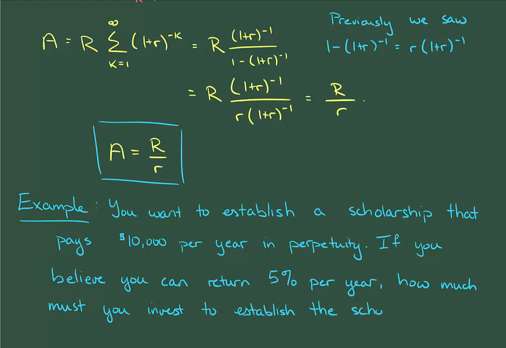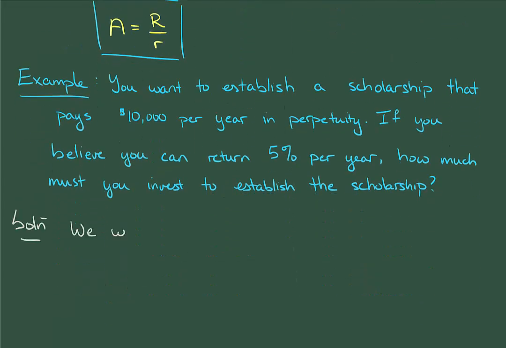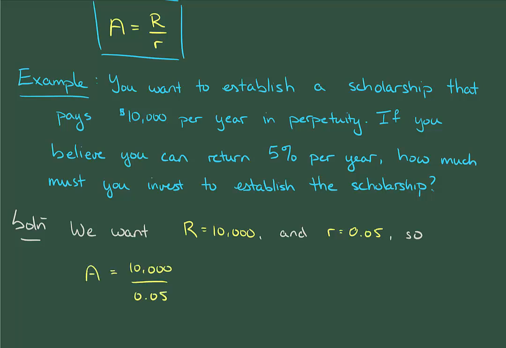Okay, and again, note that the scholarship pays yearly and our rate is quoted yearly. Well, we know that the scholarship pays out $10,000 a year and that our investments will return 5% a year, so putting this together means that we must invest $200,000 to keep this scholarship alive forever.